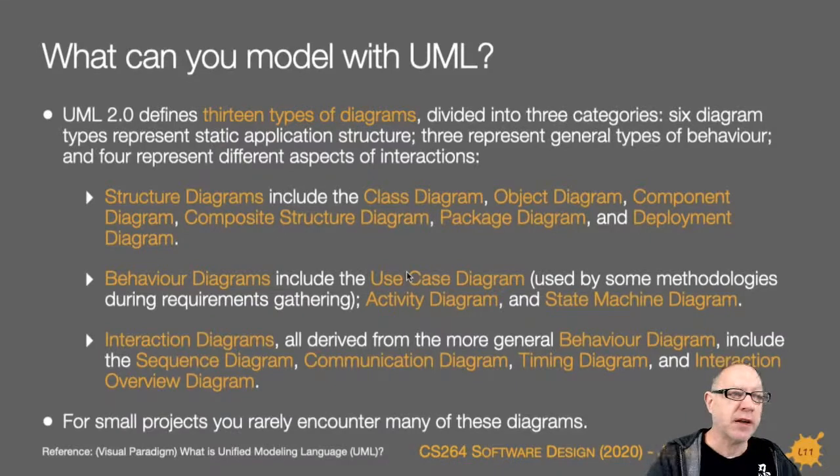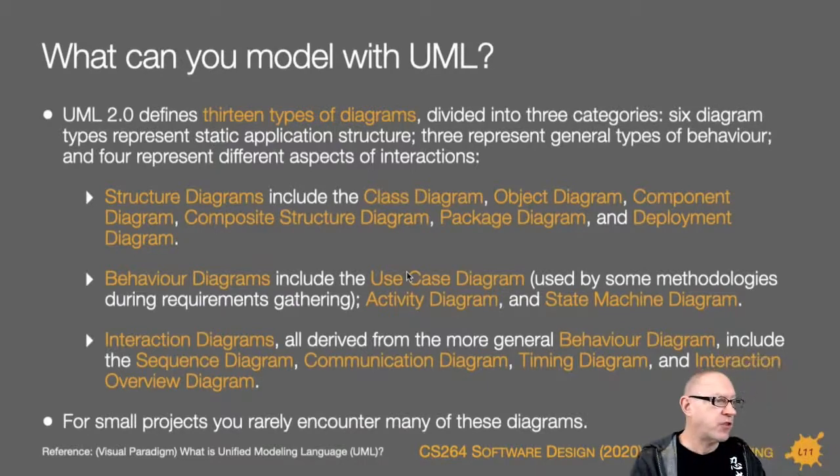So what can you model then? Well, you can model anything really with UML, but it defines 13 different kinds of diagrams, as I said earlier. Okay, and these are divided into 3 categories. There are 6 diagram types that represent the static application structure. There are 3 different kinds of behavior, and the other 4 represent different aspects of the interactions. Okay, so we can list them and go through them, but you can see them yourself.